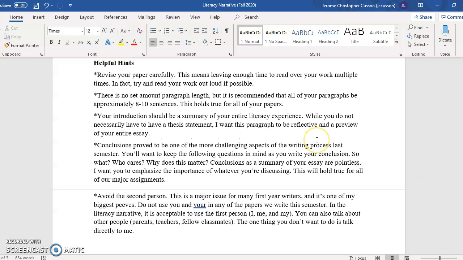Here are some helpful hints. Revise your paper carefully. This means leaving enough time to read over your work multiple times. Please read your work out loud if possible. This can be so helpful. You can identify so many easily correctable mistakes if you read your work out loud. And because this is an essay that you are spending multiple weeks on, the expectation is that it is going to be more error-free than your journals and your discussion board posts.